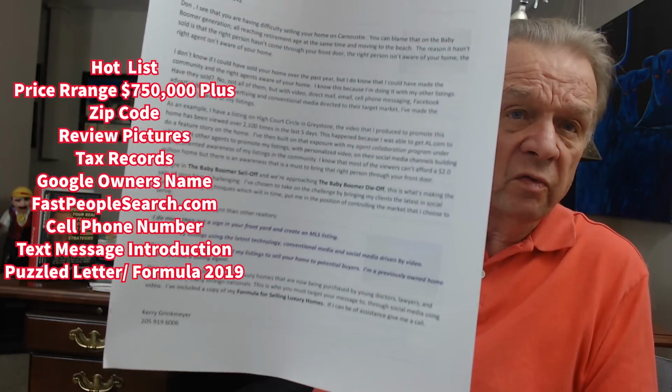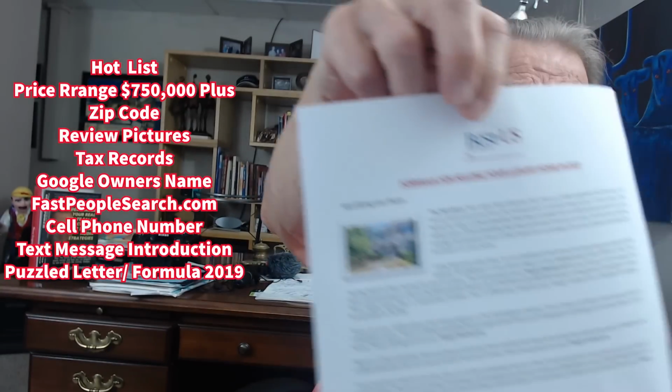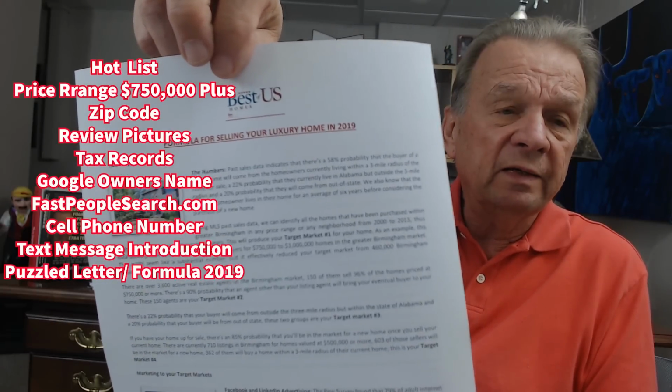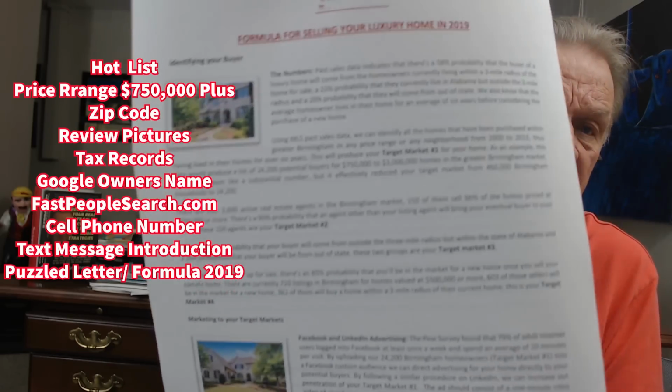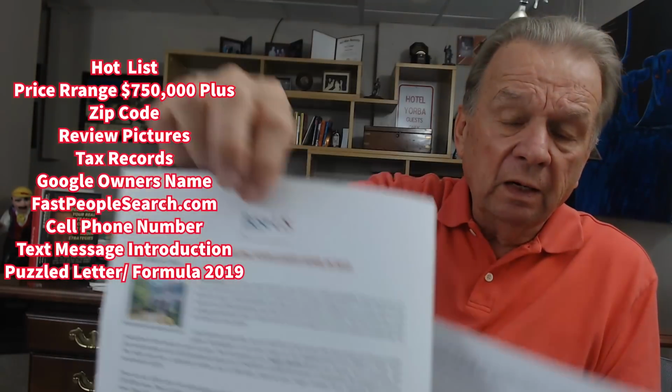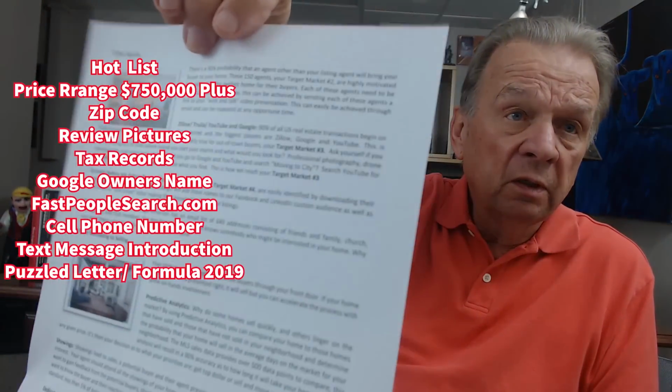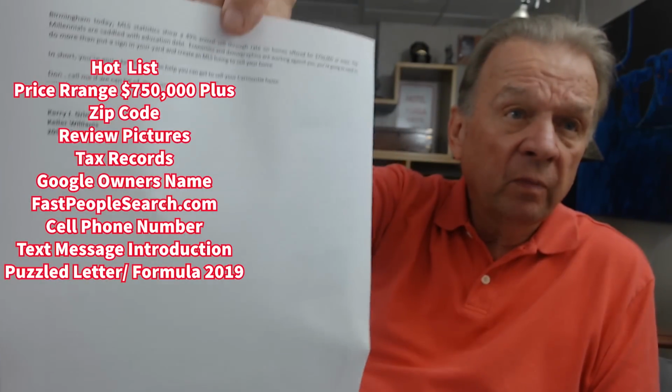This is then my puzzled letter. And as you can see, it's about a full page. Then what I've done, on this one, I've turned that piece of paper over and I'm including my formula for selling luxury homes for 2019. As you can see, it's got pictures on it. It covers all the things that I do and how I market, and it goes on for another page and a half. So I'm putting in front of this young man a very concise plan as to what I will do in order to sell his house.